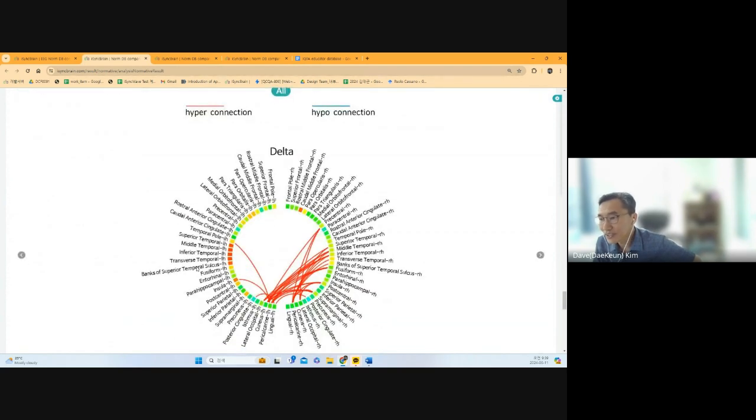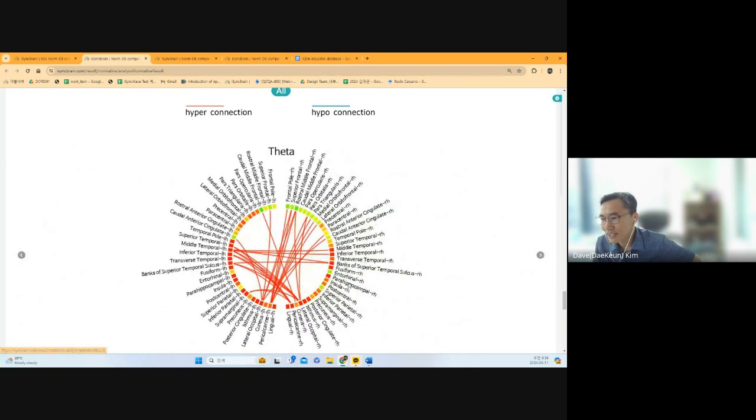In the connectivity, we can see there are a lot of delta hyperconnection in the right temporal area and the left posterior area. In the theta, there are a lot of hypercoherence, right frontal and left parietal, and between the right occipital and left parietal. This is the largest hypercoherence. And in alpha, there's also a lot of hypercoherence.